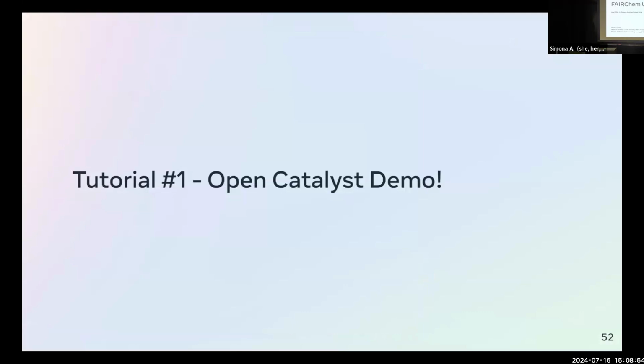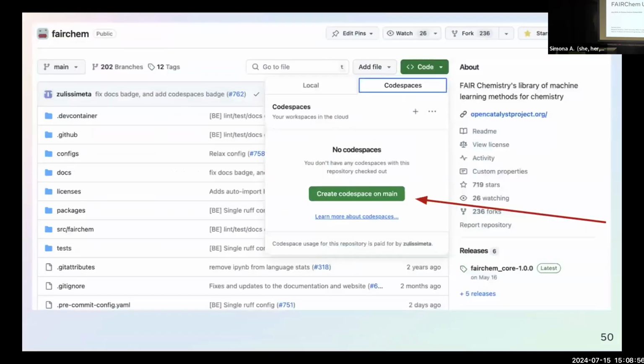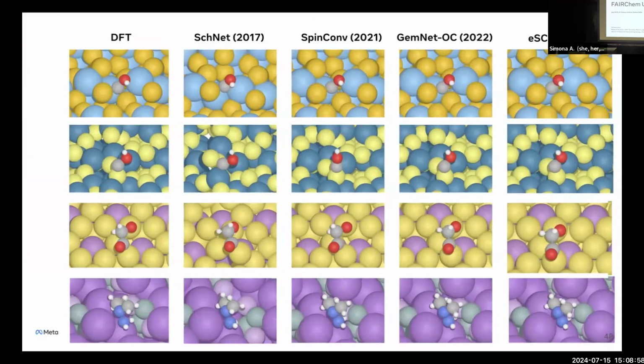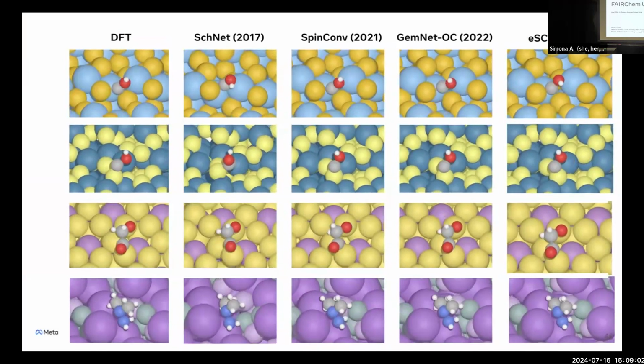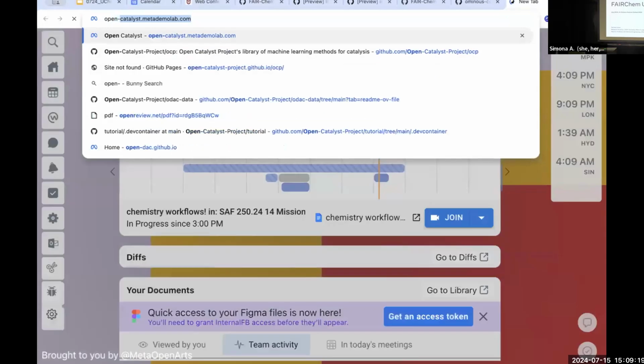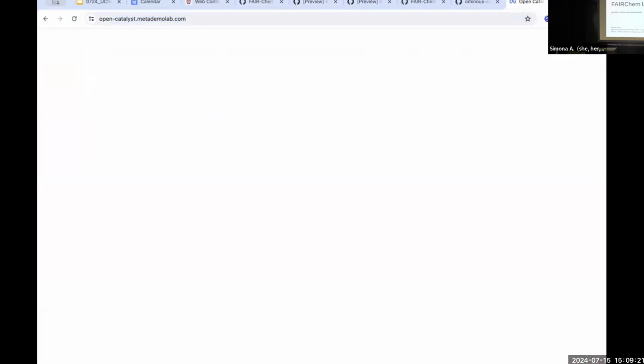So motivated by these examples, and again, it was really surprising in 2023, late 2022, that these things were starting to get as good as they were. We started to get excited enough that we said, we should really go ahead and start using this thing for the entire community, and we should make this as applicable as possible for everyone. And so we put up this website, open-catalyst.metademolab.com. Anyone in the world can go to this.